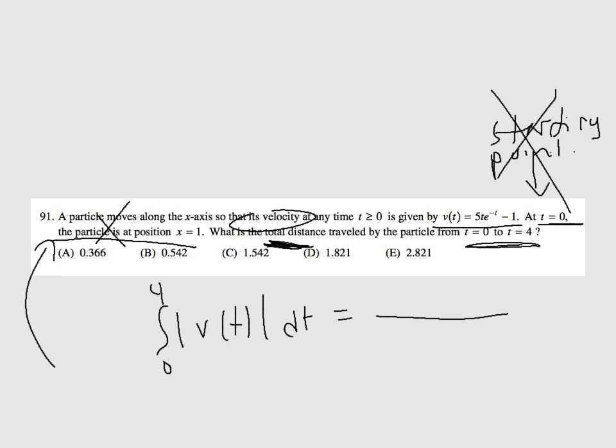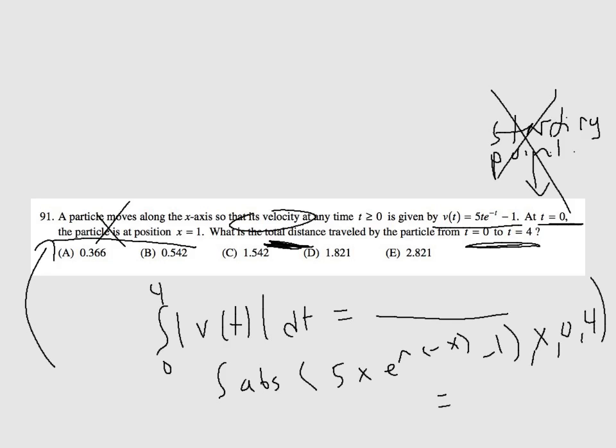On a calculator, we would write it as integral, and then we'd have to go to the second button, the math button, and find the absolute value, which would be ABS. That would bring up a parentheses. We have 5x e to the negative x, close out that parentheses, minus 1. We would need to close out the absolute value parentheses, comma x, comma 0, comma 4.